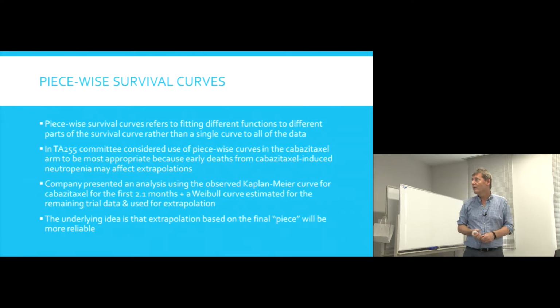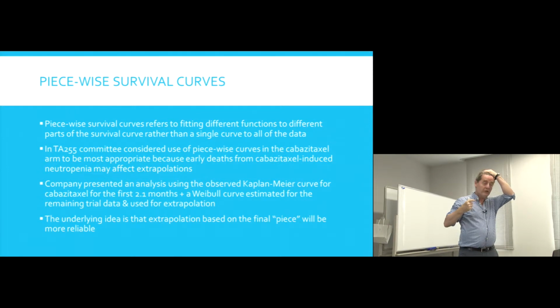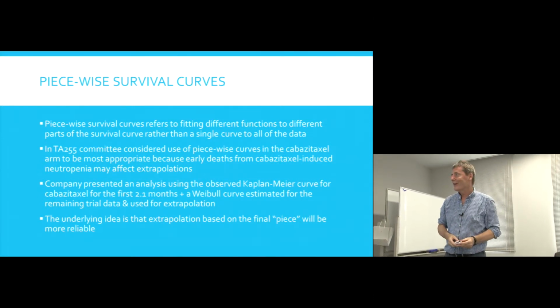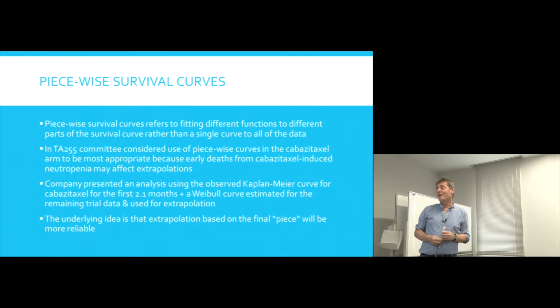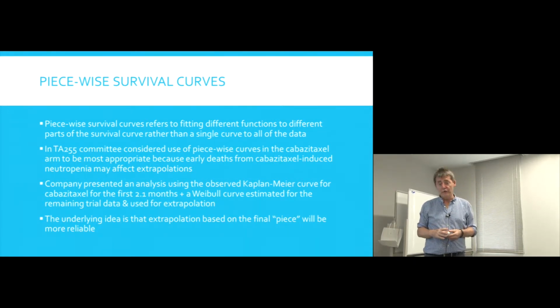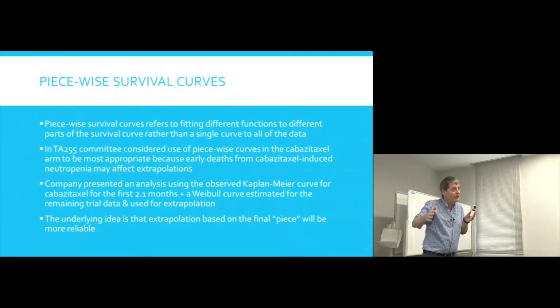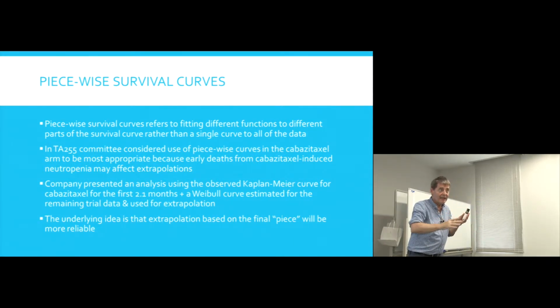So one example here was cabazitaxel, which is a treatment, I think, for metastatic prostate cancer, if I recall correctly. And what they found was that in the data, early on, there were quite a few deaths in the trial from cabazitaxel-induced neutropenia. And then if you survived that first phase of treatment, these deaths ceased. And so the next piece of the survival curve was a different shape from the first piece. The first piece was quite high hazard rate, but it was short-lived. Then the second piece was people dying at a much lower rate.